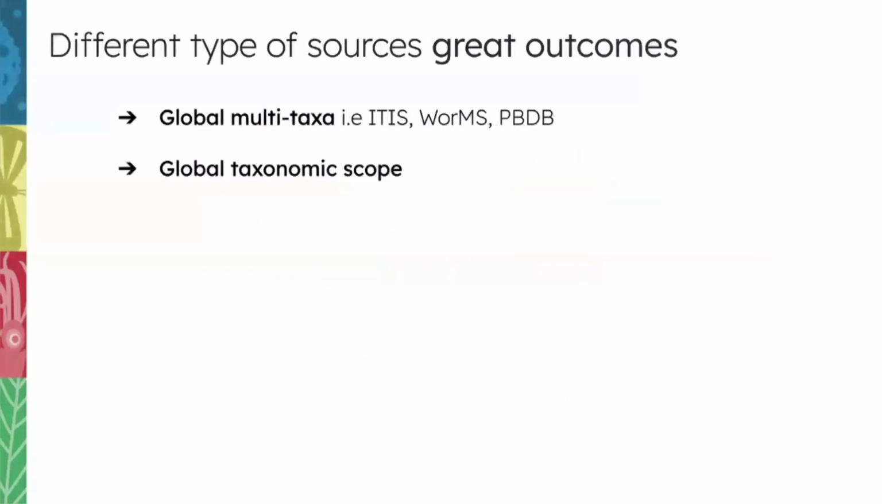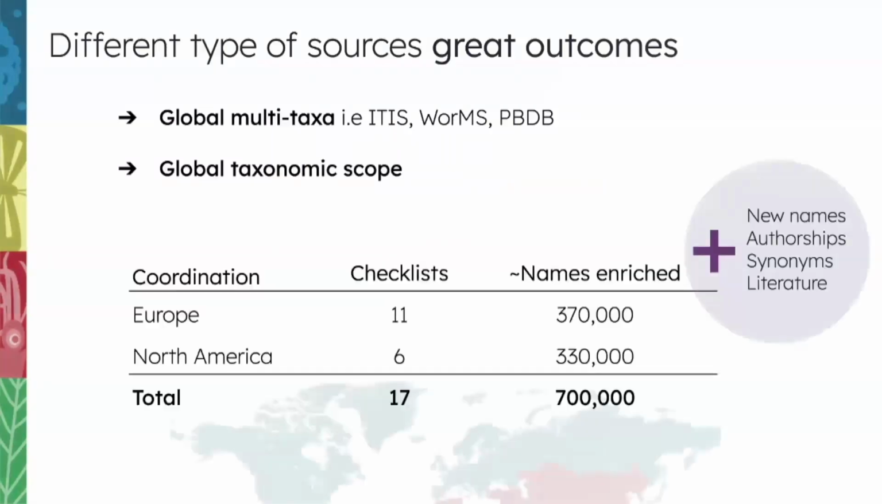The first type of sources we have are the global ones. We have multi-taxon sources like ITIS, WoRMS, and ValiDB that we have been using for a long time, but now, because we allow overlapping information, we can use them in full and not only for very specific groups. And we also have sources that have a very specific taxonomic scope. These sources are providing more than 700,000 names, which include new names, and names that have been enriched with authorships, synonyms, and literature. We also see that these are coordinated by Europe and North America only, so probably these sources have some sort of geographical bias.